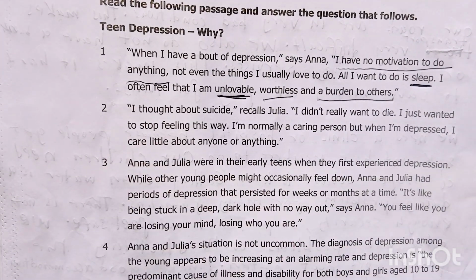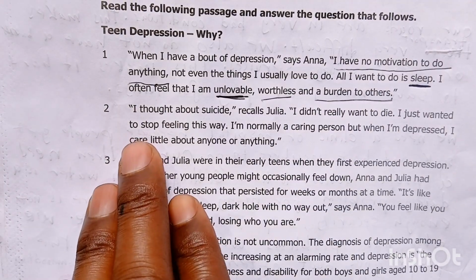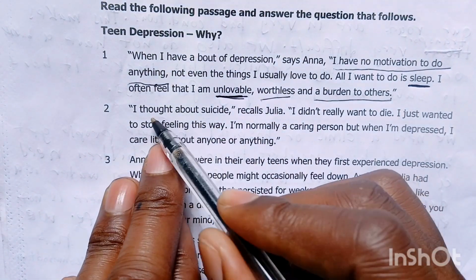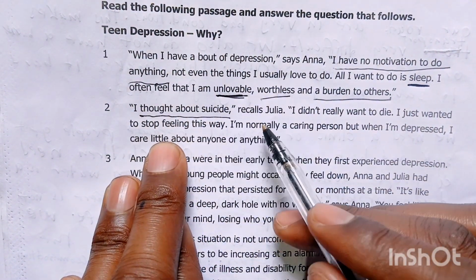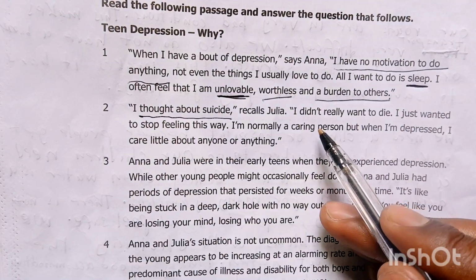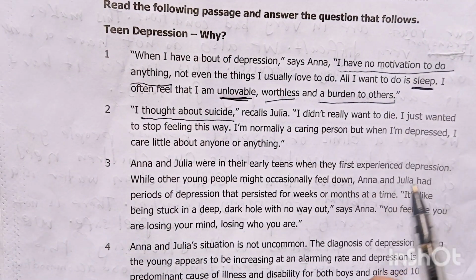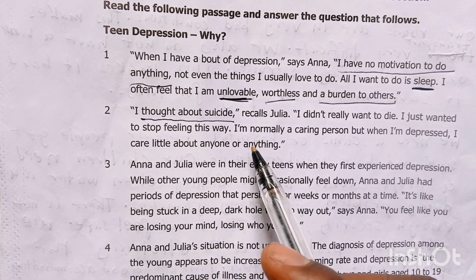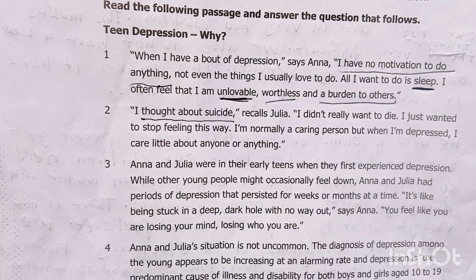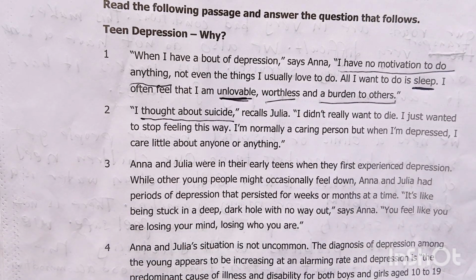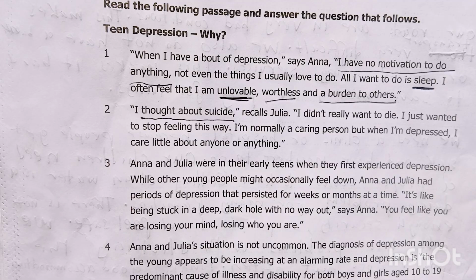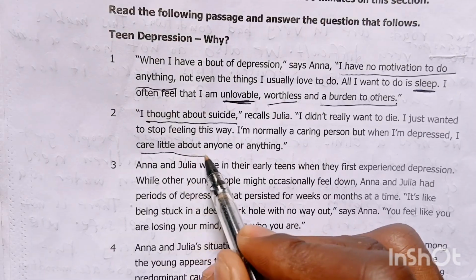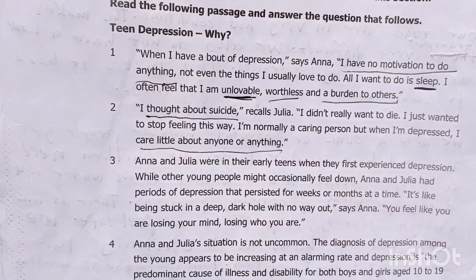When you go into paragraph 2, I thought about suicide. So there is here this point, I thought about suicide. Because, says Julia, I did not really want to die. I just wanted to stop feeling this way. I am normally a caring person, but when I am depressed, I care little about anyone or anything. So you can just write this point: care little about anyone or anything.